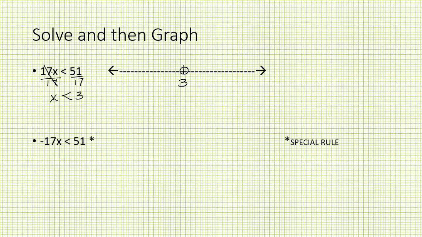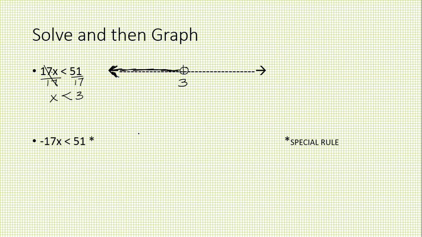You've got whole numbers like 2 and 1 and 0 and -1, but you also have all the rational numbers in between, like 2.9999999 is included. So the way we show that is with shading. We start at our circle and just shade in the less than direction. And that's one way to show your graph. That is a picture of all the values less than 3.